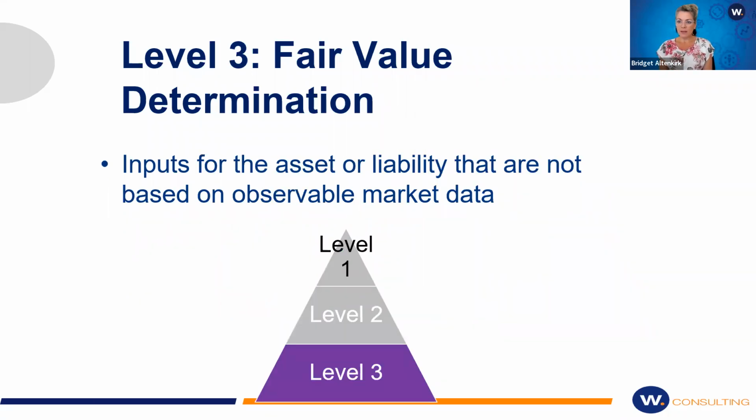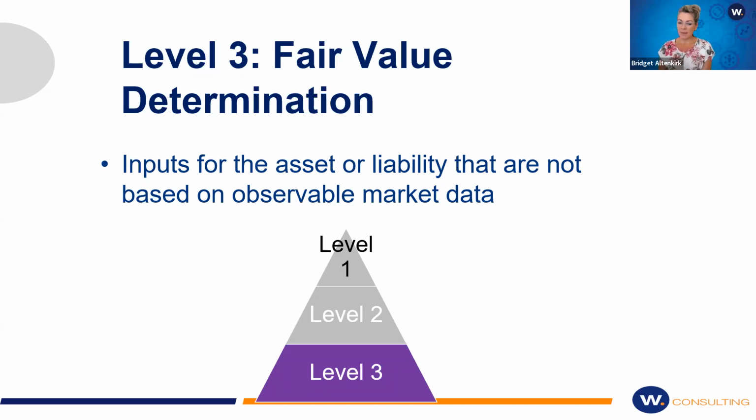And a level 3 measurement, this is where management subjectivity has played a role in the determination of that fair value computation. So this is where there are some inputs or assumptions which are considered to be significant, which are unobservable. So if we think about a present value technique measurement, if I'm estimating future cash flows and estimating a discount rate, it's unlikely that all of the inputs and the assumptions are directly observable in the market.